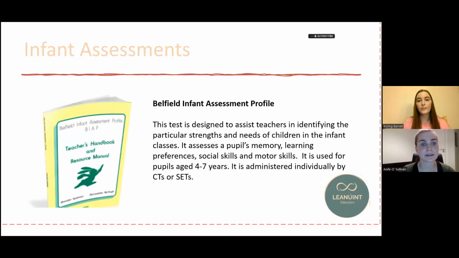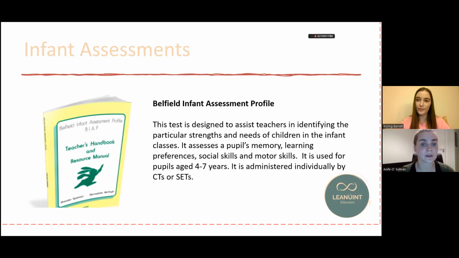So the first series of assessments that we're going to look at are infant assessments. Some of these you might be familiar with, others you may not. Some of them you might have in your school, others you might not have access to. So we are going to address as many as we can, and hopefully you will be able to have access to some of them within your schools and you will find them useful.